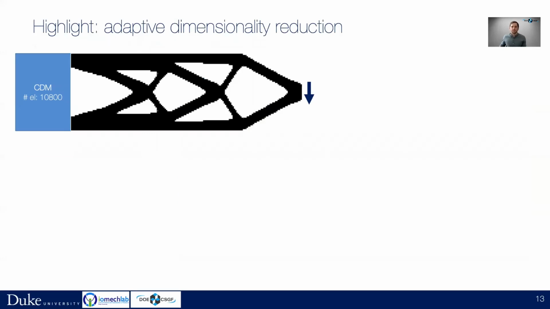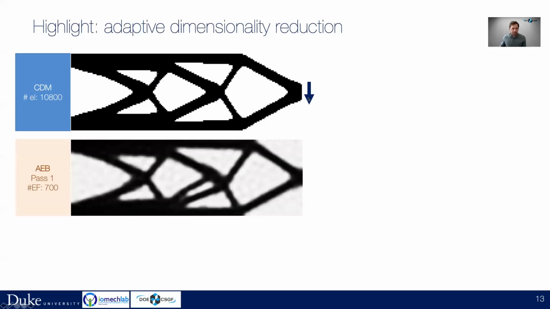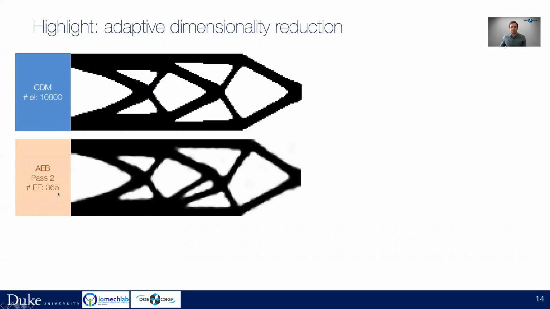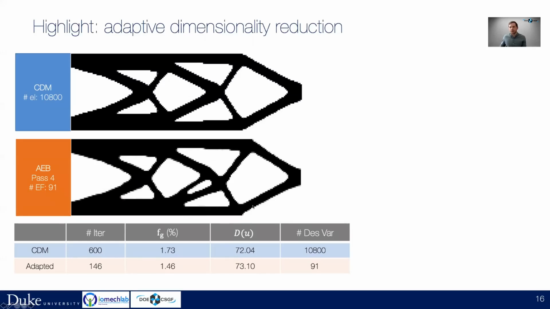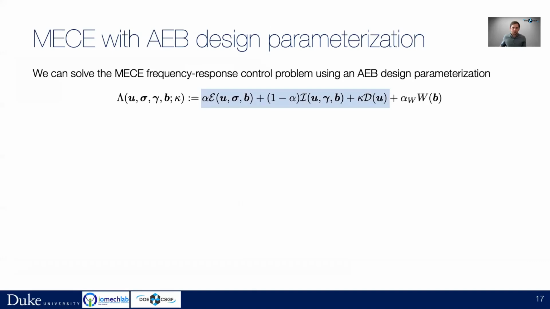So here's just a quick example of using adaptive basis adaptation to reduce design dimensionality. Here's a design for a cantilever beam undergoing just a static force. And we'll use multiple optimization passes. And you can see here that the number of eigenfunctions in each pass is going to decrease. By the end, we solve our design with only 91 design variables, achieving a similar structural objective response and in far fewer iterations than the original conventional density method.